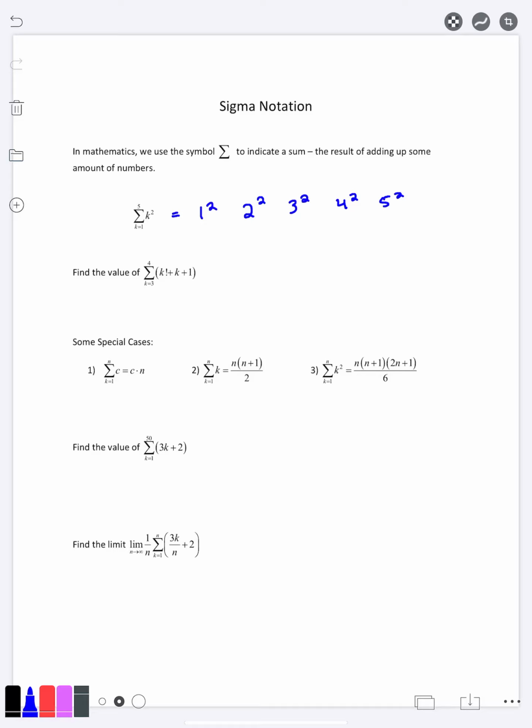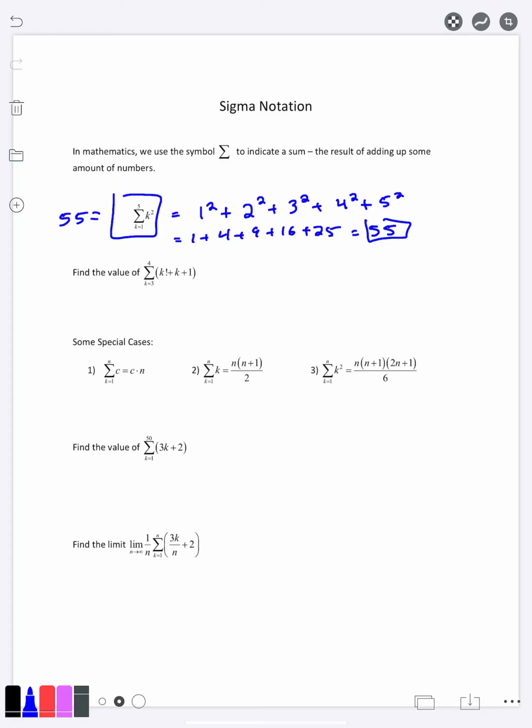And then the last thing we need is that it's sigma, so therefore we're adding these things together. And so then we literally are just going to add up these numbers here: 1 plus 4 plus 9 plus 16 plus 25. And we get 55 here. So that means that this symbol just means the number 55. That's just a different way of writing the number 55 using this notation.